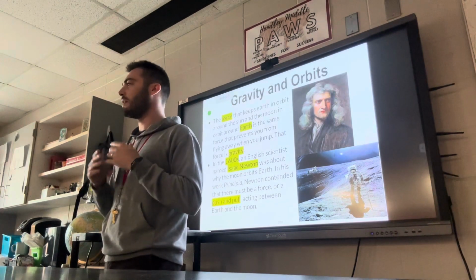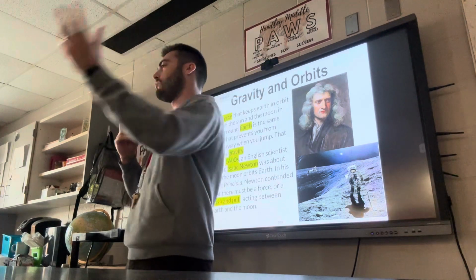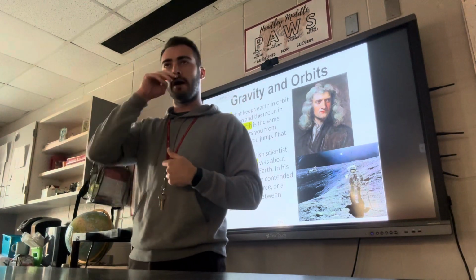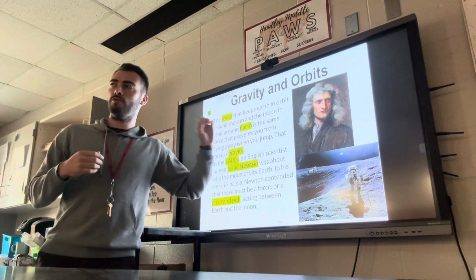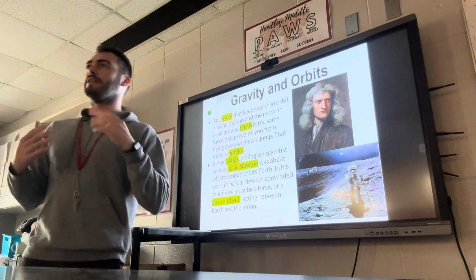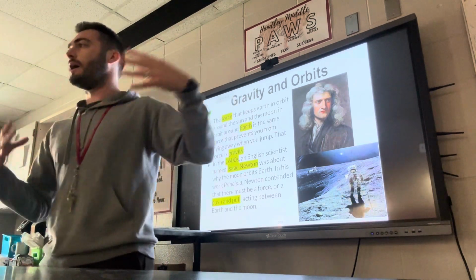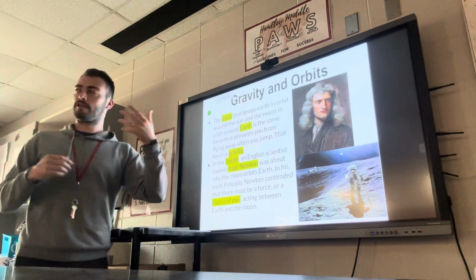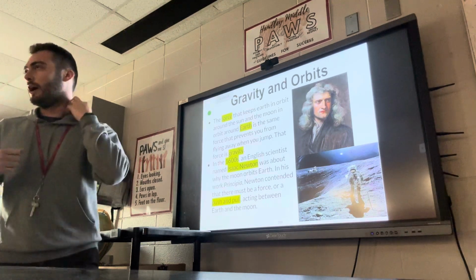Even the scientists of the age were still figuring out some of these universal laws. They didn't really know what was causing the planets to orbit around the sun. That is until Newton comes up with this idea of gravity, and then he says, well, this gravity must extend out beyond Earth into space as well. And so this force of attraction must be what causes the planets to go around.